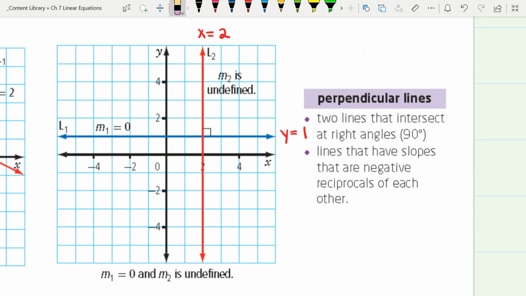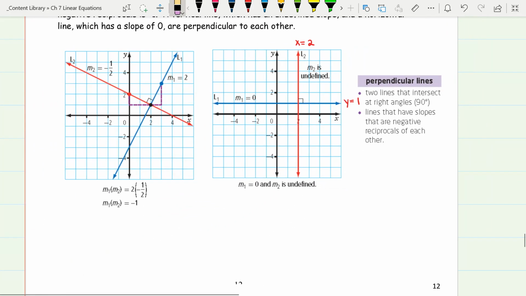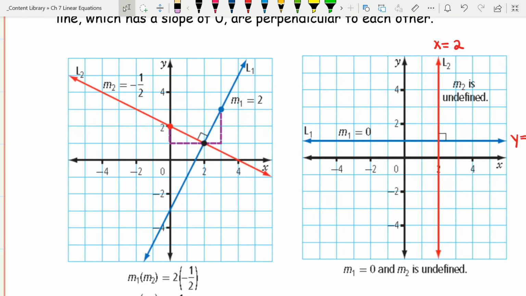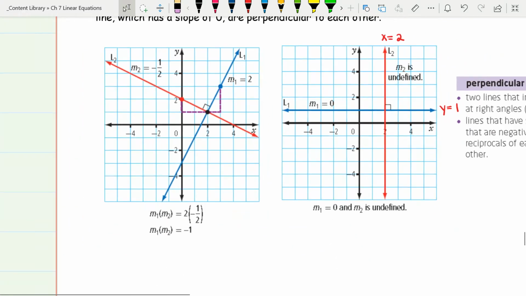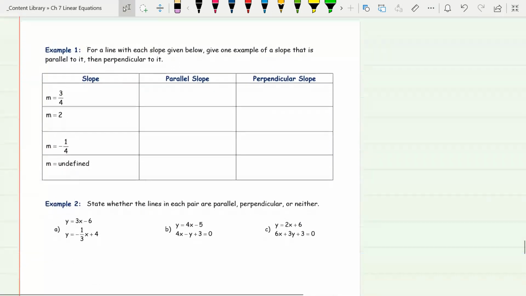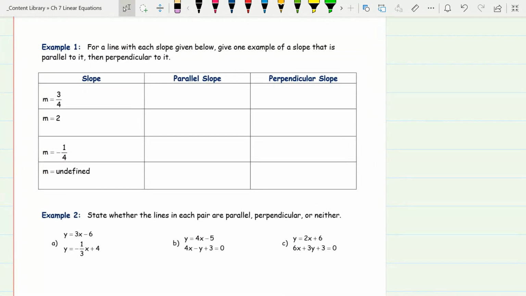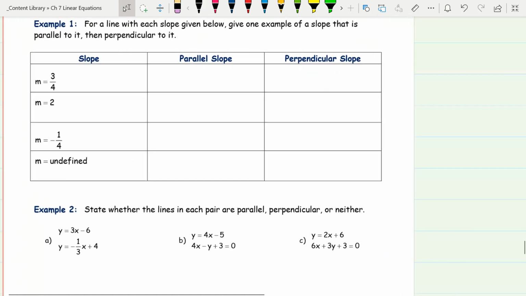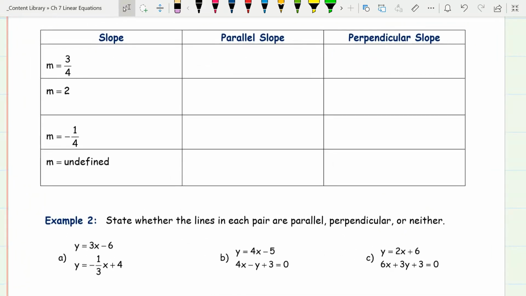Majority of the questions you guys are going to be doing will actually have slopes. So you're going to have to analyze the slopes to see if they're going to run parallel or perpendicular. All right, so here it just says for a line with each slope given below, give one example of slope that is parallel to it, then one that is perpendicular. Just to make sure that we're confident, without anything else around it, graphing or anything, that you all can pick out slopes that are parallel or perpendicular.